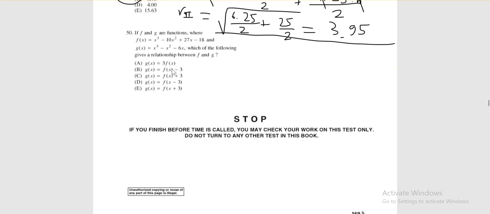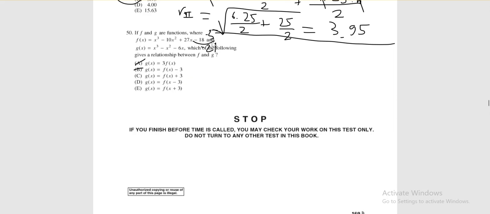So let's try B. B is minus 3, so let's take the whole f of x and subtract 3. We basically take the y-intercept and subtract 3 from it, and this will get minus 21, but g of x doesn't even have a y-intercept. I mean, the y-intercept is 0. So B is wrong.